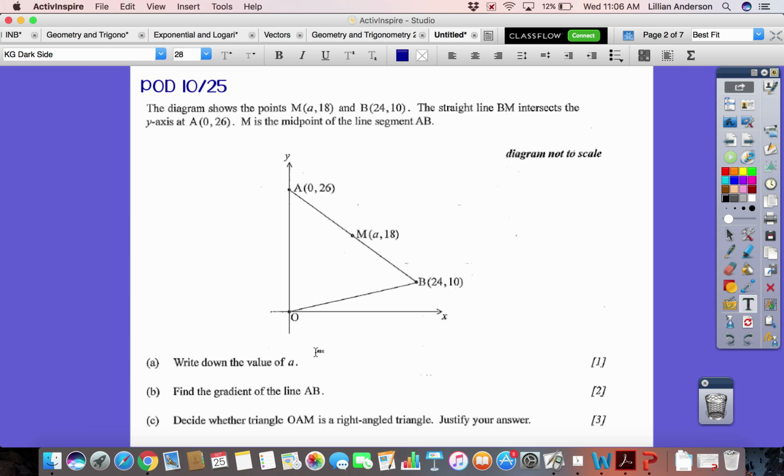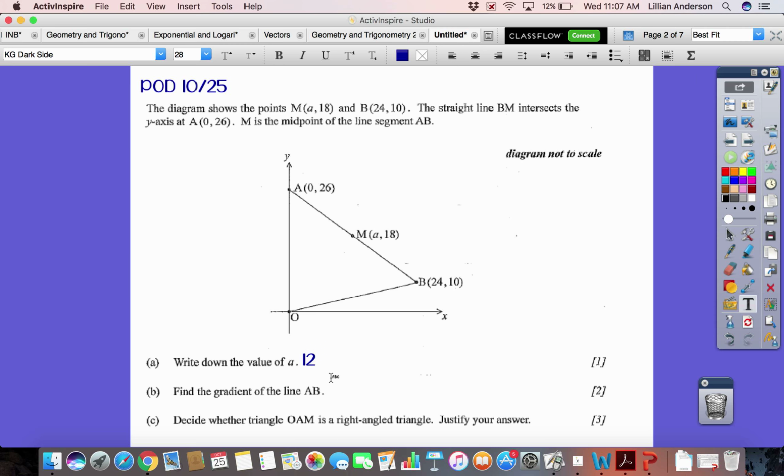Since M is the midpoint, you basically had to find, okay, what's the halfway point between the x value of 0 in A and the x value in B, which is 24. So halfway between 0 and 24 is indeed 12. So your answer was 12 for part A.